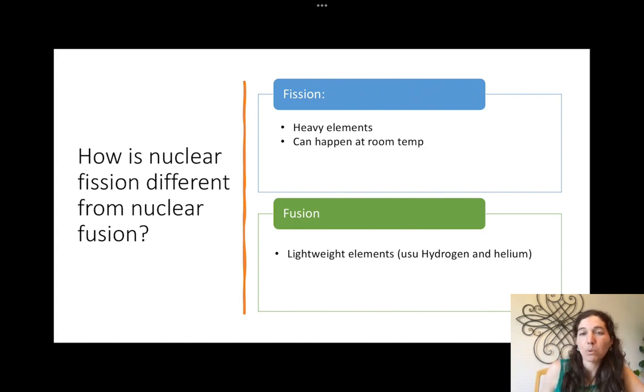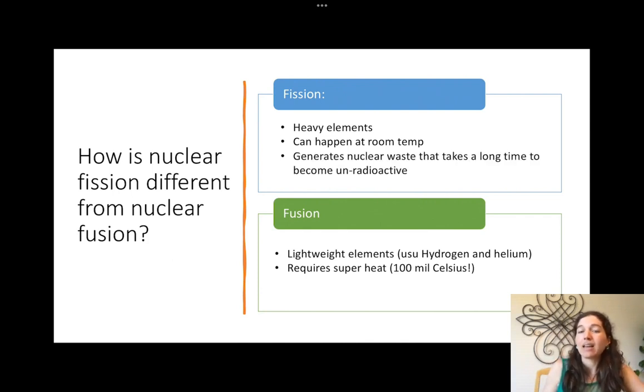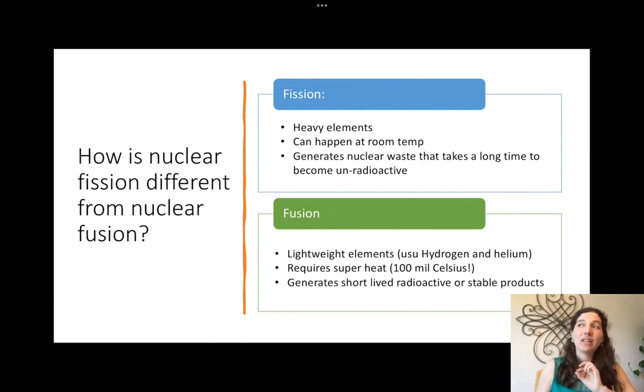Fission happens at mostly room temperature, whereas your fusion has to be the heat of the sun, so very, very hot. Another thing about fission that's different is that it generates nuclear waste. So this takes a long time for it to become unradioactive, so that stuff does have to be stored. Nuclear fusion, on the other hand, generates stable products or very, very short-lived radioactive products. So there's a lot less waste that comes from the process of fusion.